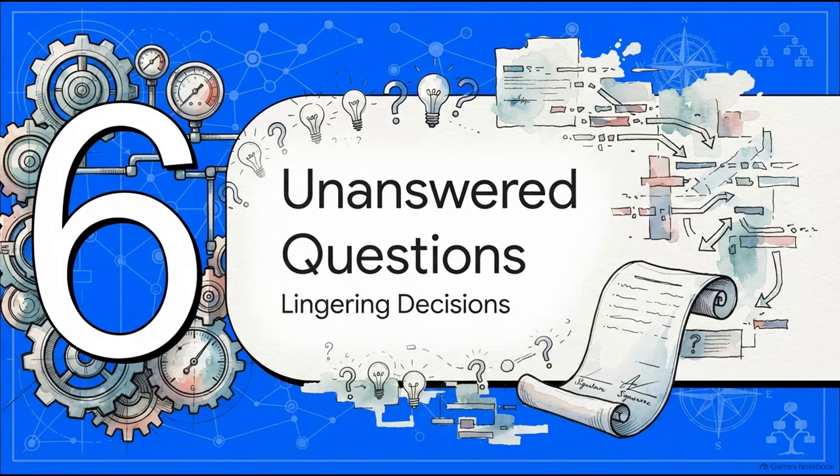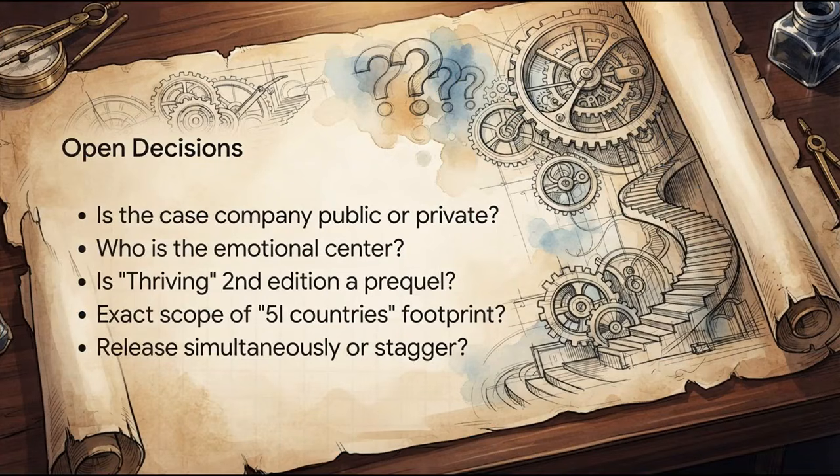Section 6. Crucial unanswered questions, the lingering decisions. It's a masterpiece of architectural planning for sure, but before this blueprint becomes a reality, the creators still have some lingering, high-stakes decisions to make that will dictate the final flow of the series. First up, is the case company public or privately held? Making it public unlocks those heavy SEC disclosure plot threads.